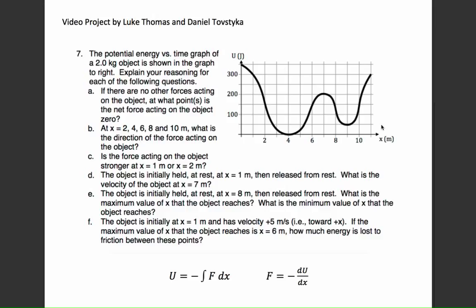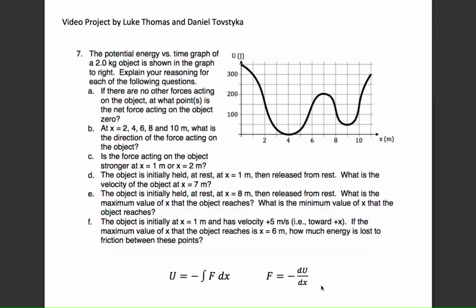Before we start anything, we start off with these two equations down at the bottom. The first one is u equals the negative integral of f with respect to x, or position. And then the next one is f equals the negative derivative of u with respect to x, or position as well.